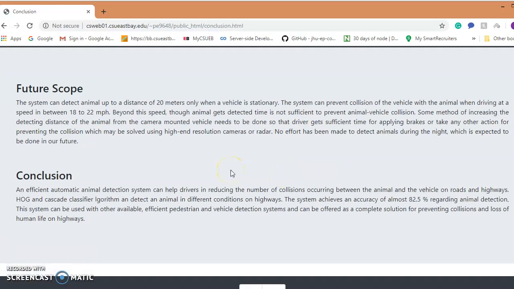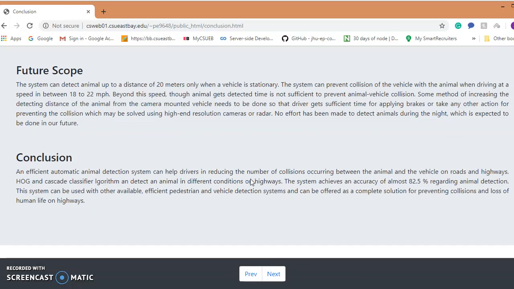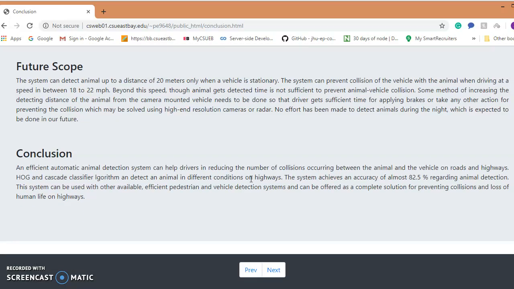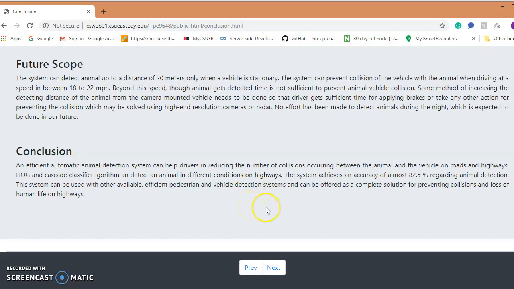The future scope for this project is as follows. This system can detect an animal up to a distance of 20 meters when the vehicle is stationary, and the system can prevent collision of the vehicle with an animal when driving speed is up to 18 to 22 mph. The future scope is to increase the distance.